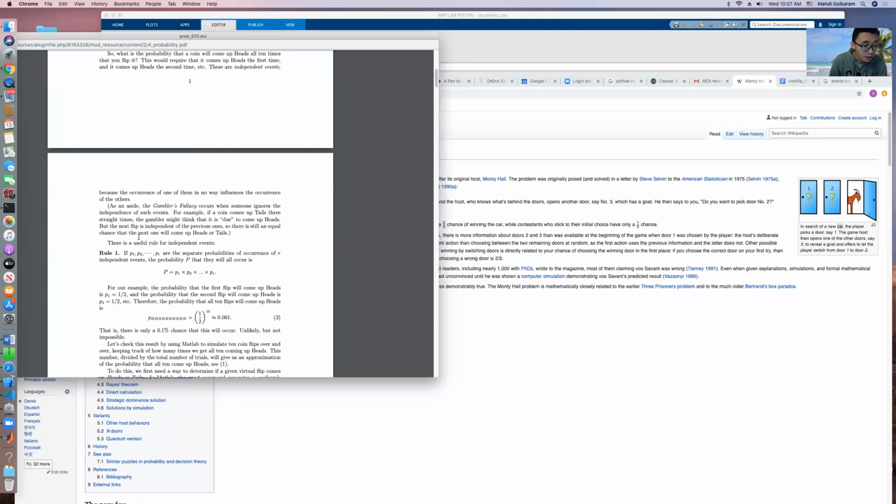So there is a rule for independent events. If P1 to PR are the probabilities of independent events, then the probability of them all happening is found by multiplying them together. Just take a moment to think about this.